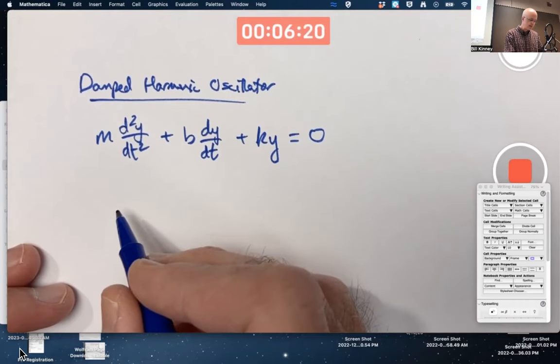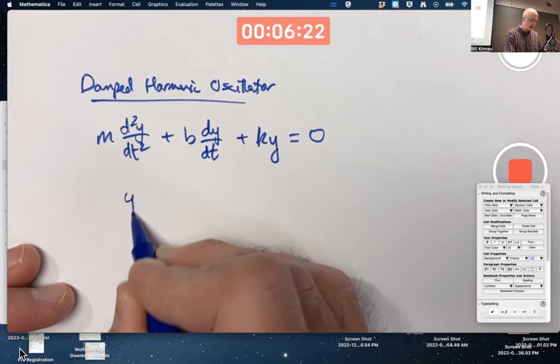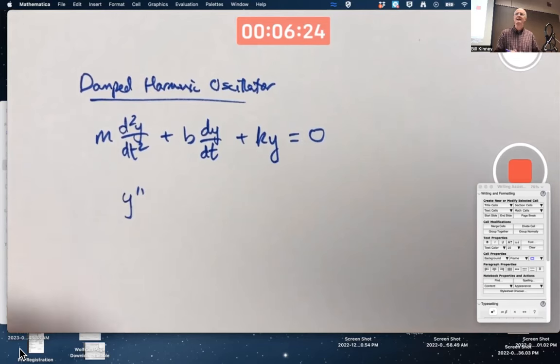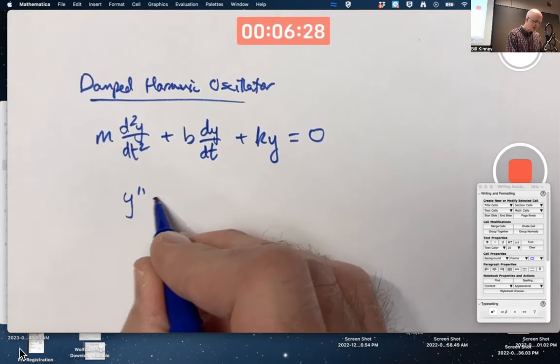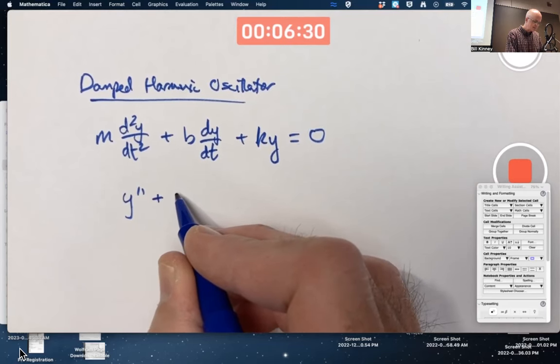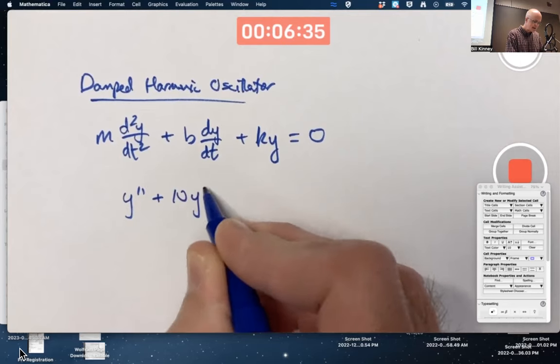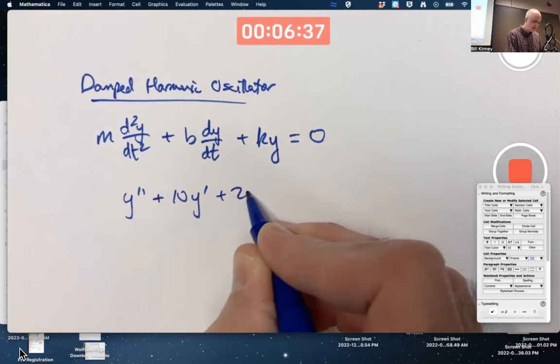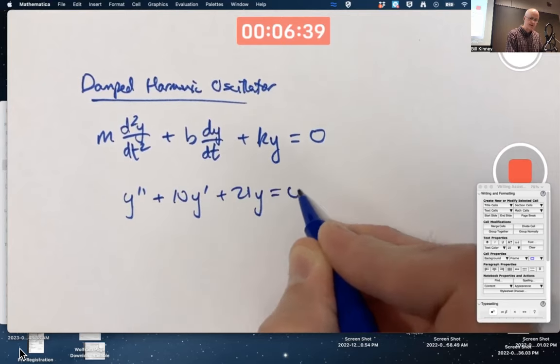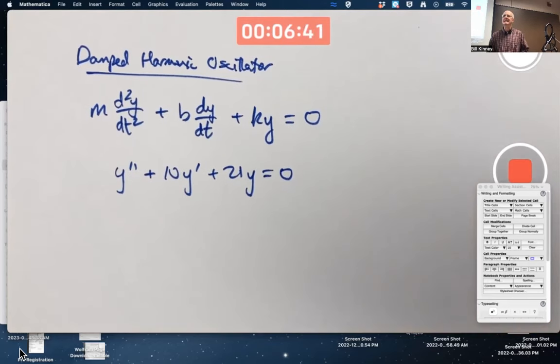Let's take a particular example, and for the sake of quicker writing, write it in prime notation. Let's pretend m is 1 for the sake of simplicity, and let's say b is 10 and k is 21. I'm purposely picking these numbers to work out nicely in the end.